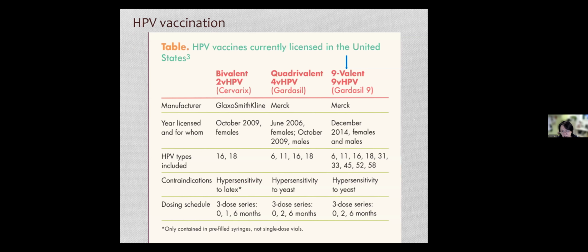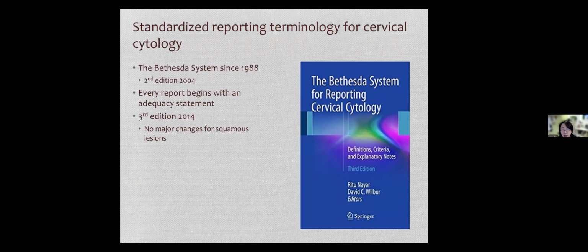For HPV vaccination in the US, we pretty much use the 9-valent vaccine. The bivalent and quadrivalent are out of the game. As I mentioned before, we currently use the Bethesda system. The most current is the 3rd edition, published in 2014. I think we are in the process of updating, and a 4th edition is on the way.